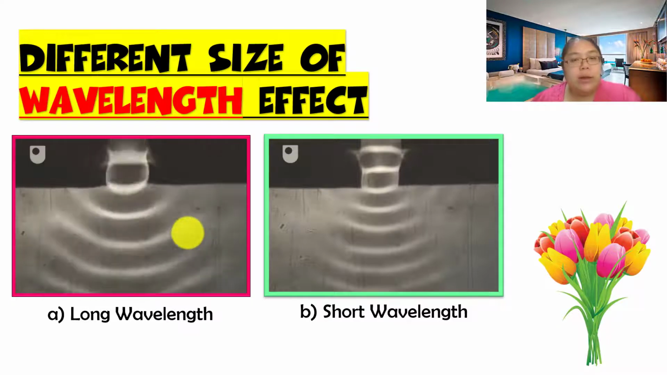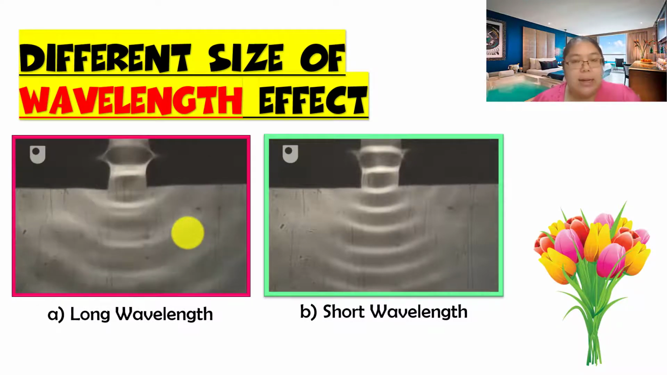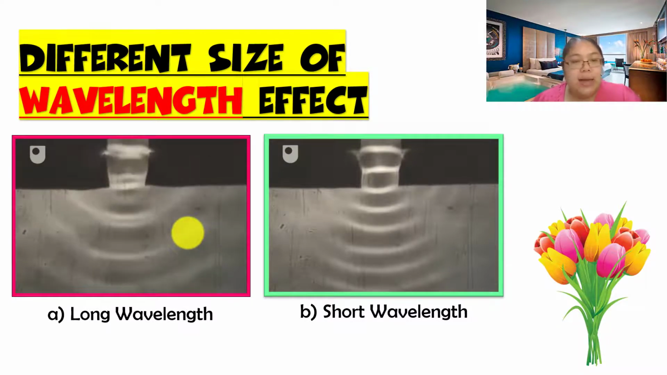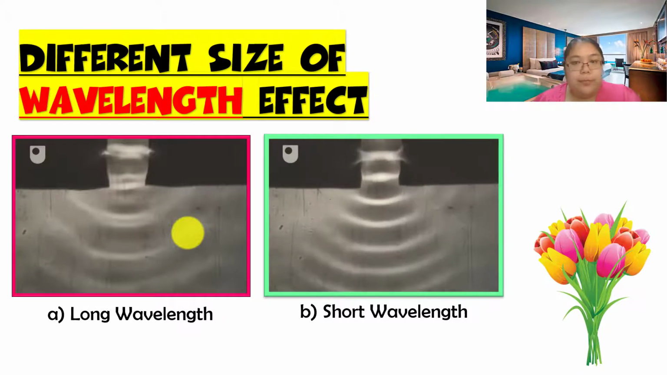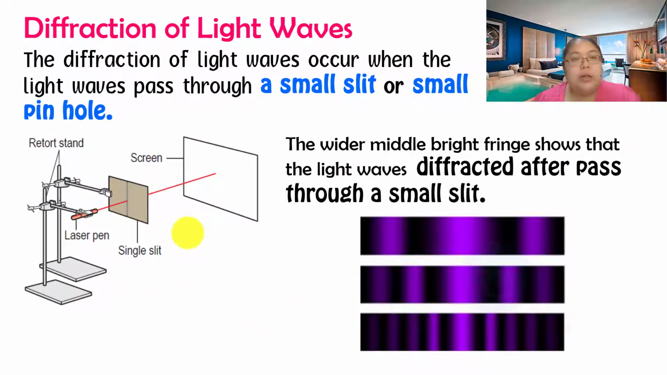So there are two factors that affect diffraction. First is the size of the gap, or you can say the size of the obstacle. Another one is the wavelength. Now we need to go to another type of wave, the light wave. Light wave is also the same thing. We go and see the diffraction.